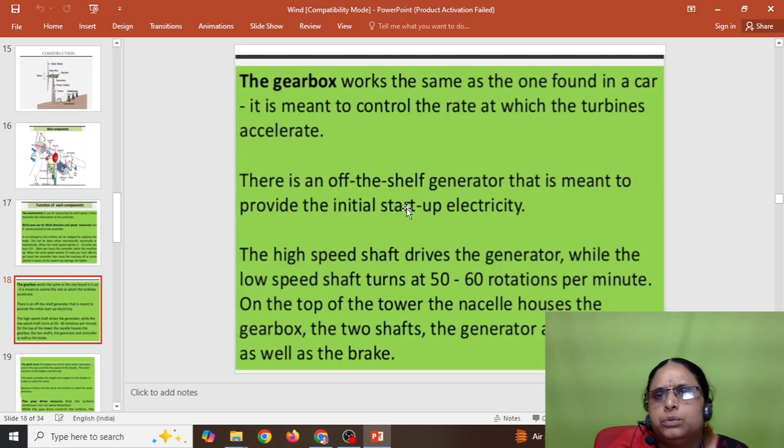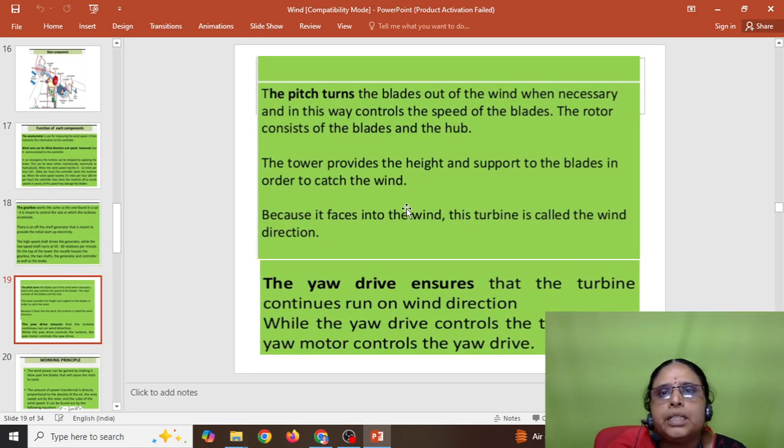And the gearbox works on the same principle as in a car, which gears up the speed and gives it to the generator. And the pitch turns the blade out of the wind when needed, and in this way it controls the speed. And the yaw drive ensures that the turbine continues to run in the wind direction, which is controlled by the yaw motor.